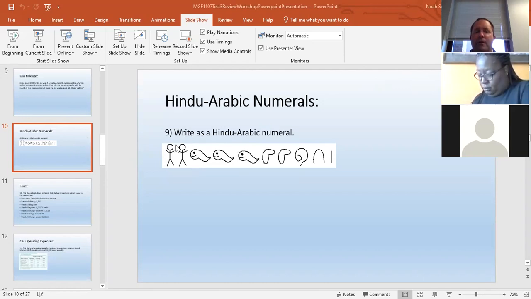But this one, you're given an Egyptian numeral and asked to write it as a Hindu Arabic numeral, which is basically our number system. Let's look at all these symbols and what they mean. Some of you might have them memorized. I actually don't have them memorized. I have to look them up. But essentially, you just look at the symbols, and each symbol has a certain value, and you add up the total.